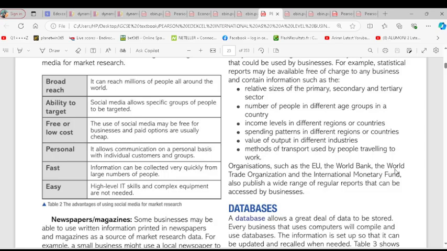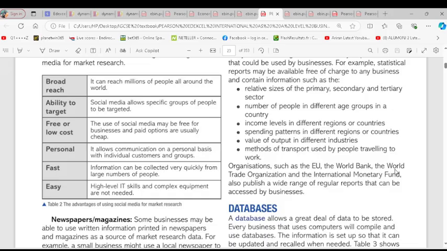That's a broad reach. Two, ability to target. Social media allows specific groups of people to be targeted. If you want to use Facebook, Facebook is for the middle aged, from 30 or 40 and above. Look at schools. When schools want to target students, they target their parents, and they use Facebook because mostly the parents are always on Facebook. But if it's information about the teenagers, the students themselves, they could use TikTok or Instagram. Do you understand? So with social media, you can set a target. You can reach the target that you really wanted as a business.